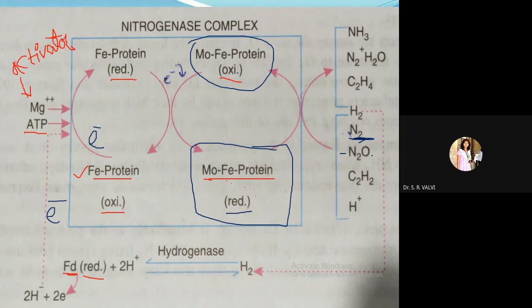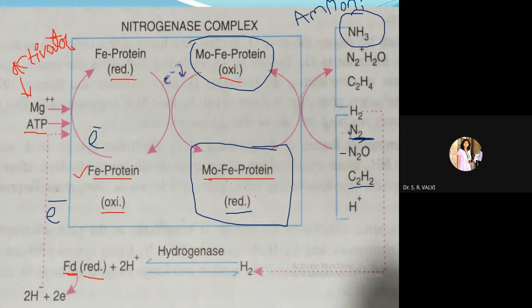Then C2H2 is acetylene. This is the H plus ion, and above it is N2. Right? N2 is nothing but our nitrogen. N2O is nitrous oxide. C2H2 is acetylene. And when this reduced MoFe protein combines with N2, it is going to convert it into our main product, that is NH3. NH3 is nothing but ammonia, right?